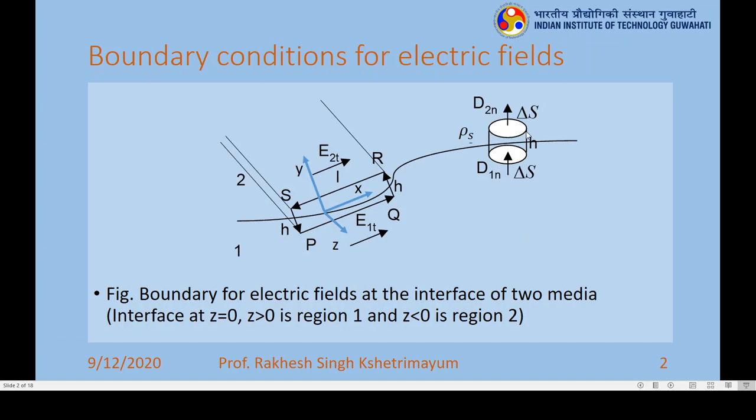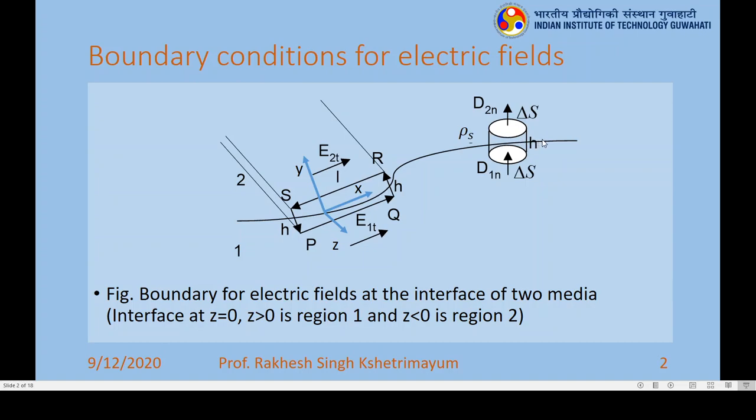So this is the Gaussian pillbox. It's a small cylinder. We are considering the height of the cylinder is h, and h is tending to 0. And the top surface of the cylinder area we will denote by delta S, and the bottom surface of the cylinder area also we will denote by delta S. Basically we are considering an interface in the rho phi plane. So whenever we consider a cylinder, we should use cylindrical coordinates. So this surface delta S is in the rho phi plane. This surface delta S is also in the rho phi plane.